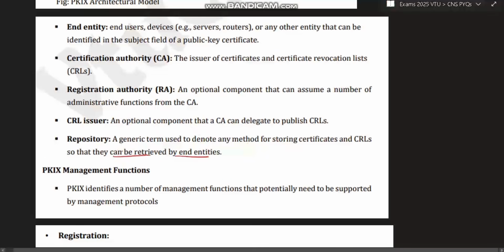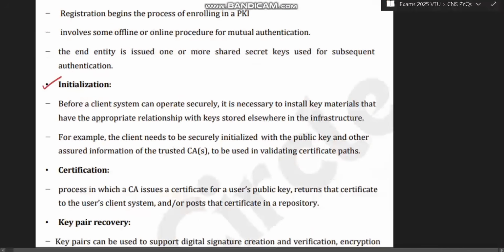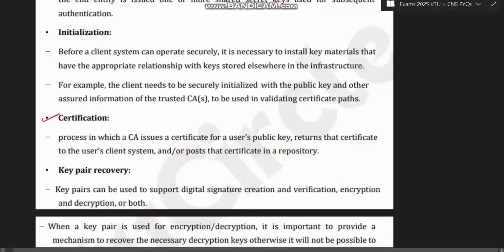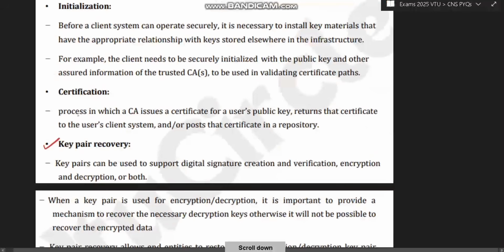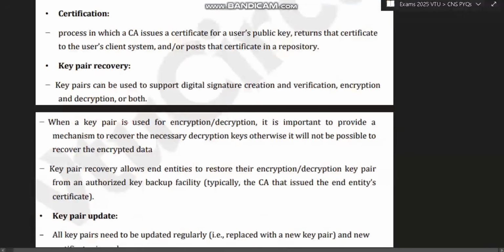And for managing each of these, we have some functions. The first one is the registration function. It begins by enrolling in a PKI, which is public key infrastructure, involves some offline or online procedure, and entities are issued one or more shared secret keys for subsequent authentication. Okay, next is initialization. We are initializing the keys and keeping them for use. Certification, it will be certified whether it can be used or not. And then we have the key pair recovery. Key pairs can be used to support digital signature creation and verification, encryption and decryption, or both. So there will be pairs of keys for performing different kinds of operations. Okay, so those will be stored in the backup.